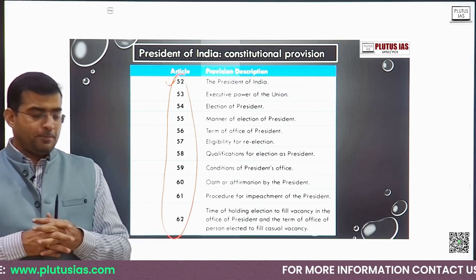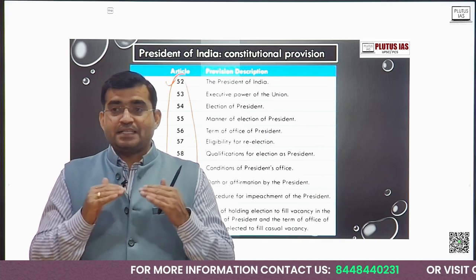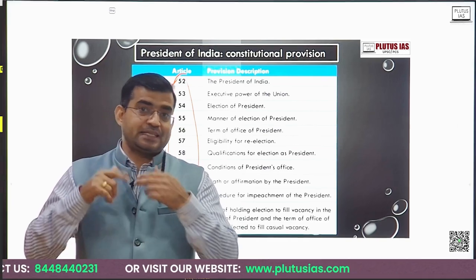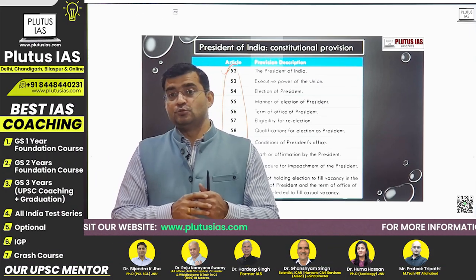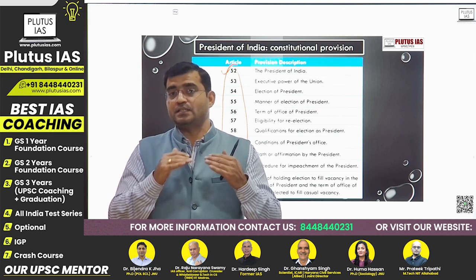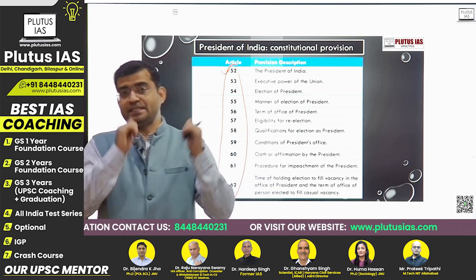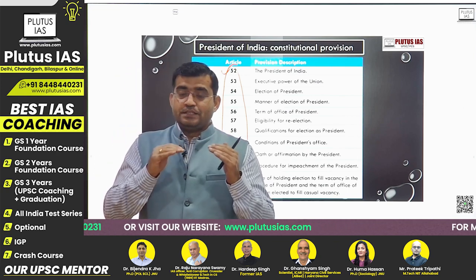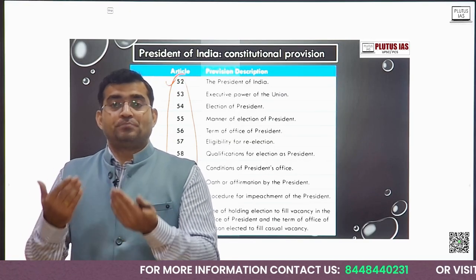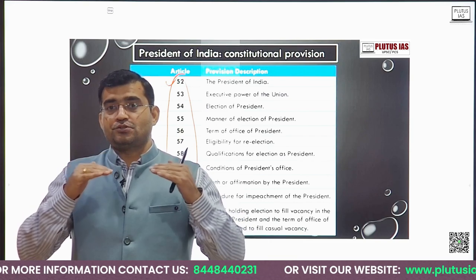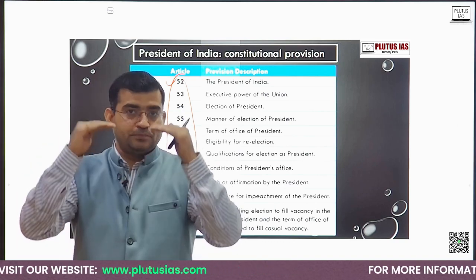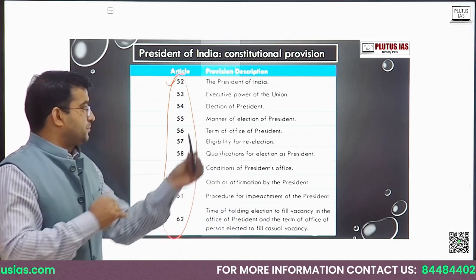Article 53 is very interesting, and it clarifies the position of the president of India. What does it say? The president of India shall be the executive head of the union, meaning the execution of work at the central level will be carried out in the name of this president. Again, Article 53 says that he will be the supreme commander of the military. This way, our constitution specifies that this post will be at a very high order.